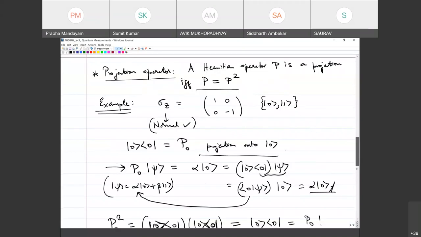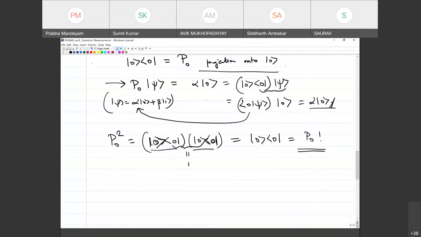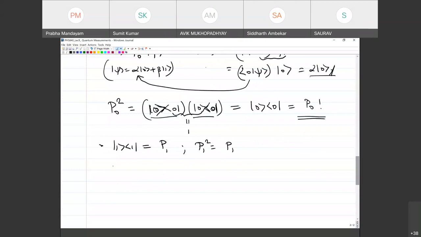Okay, so we have one projection operator here. The second projection operator I can construct is this, which is P1. Again, you can note that P1 squared is the same as P1. Now, here's a simple thing for you to think about. What are the eigenvalues of P0 or P1? First of all, are these operators Hermitian, the P0 and the P1? What kind of matrix representation does this have? This is 1, 0, 0, 0 in the 0, 1 basis. So of course, P0 dagger is the same as P0.